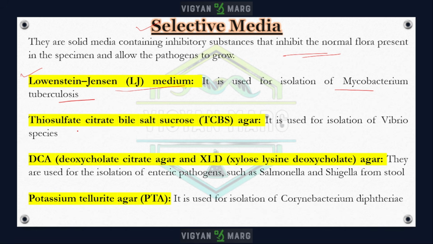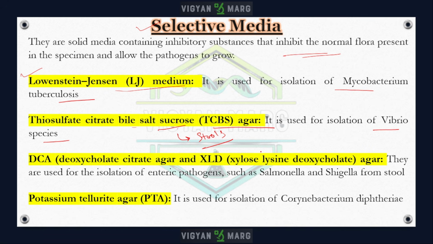Okay, and another is thiosulfate citrate bile salt sucrose, TCBS agar, which selects for Vibrio species, which are collected from stool samples or environmental samples. Using high pH or bile salt, they can grow on this agar or media.